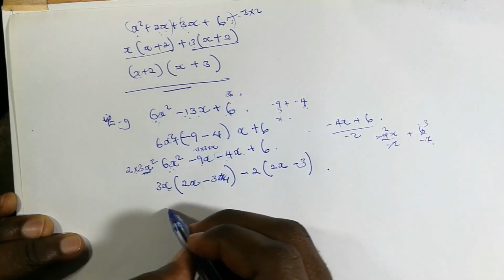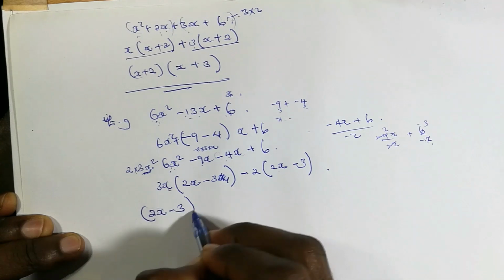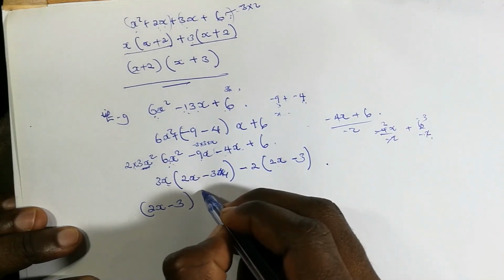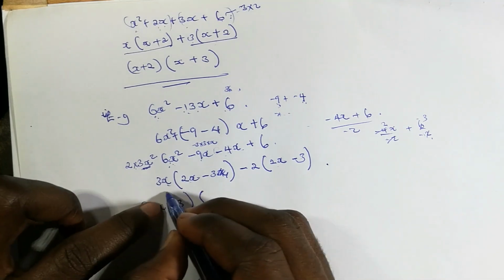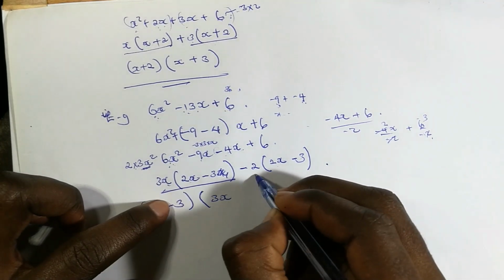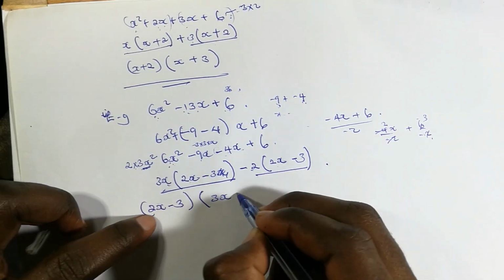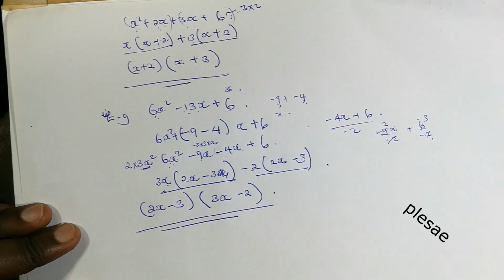So we see that our common factor there will be 2x minus 3, remaining in here 3x. If we remove 2x minus 3 in this first term, we're going to remain with 3x. If we remove 2x minus 3 here, we will remain with minus 2. That gives us a factor of that.